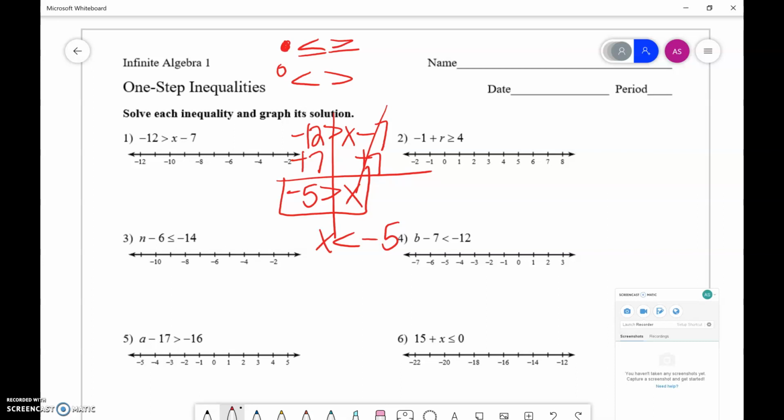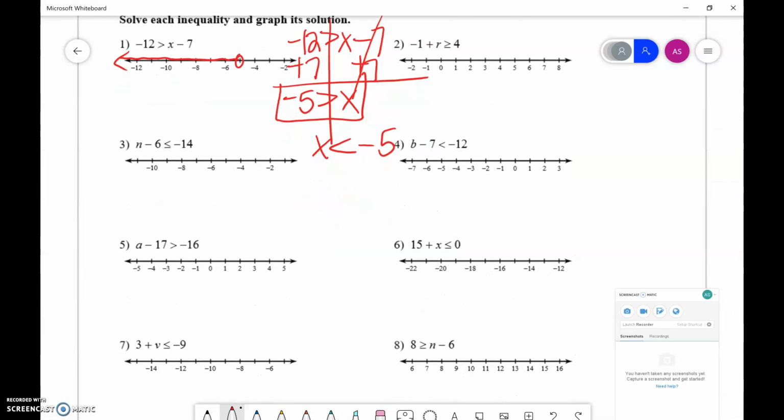That way you know that your numbers less than negative 5 will be negative 6, negative 7, and so on and so forth. Okay, so I'm going to go to negative 5 and put an open dot, because there is no equal to there, so it's a less than sign. Then my arrow is going to be going to the left, because that represents my numbers that are less than negative 5. And that's it.